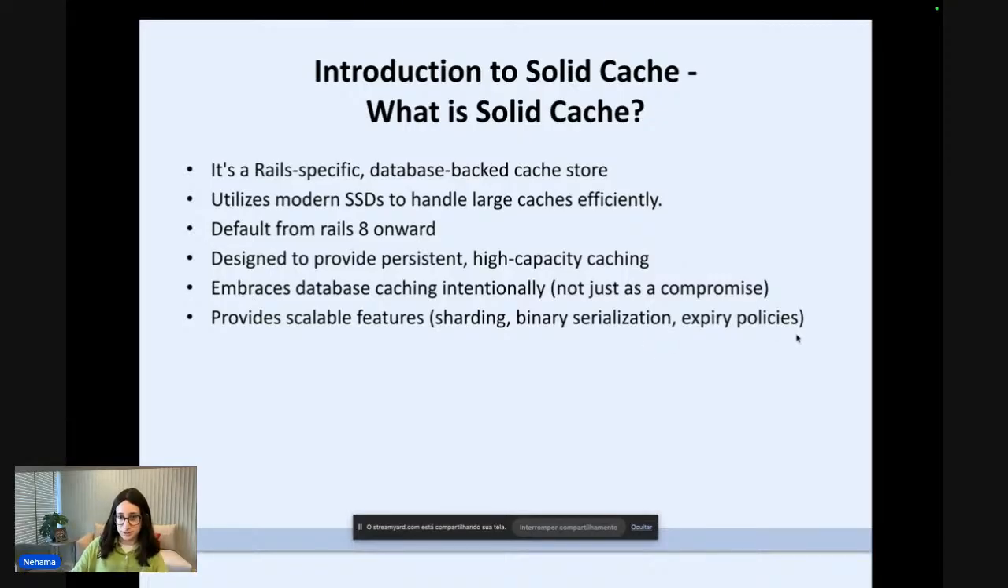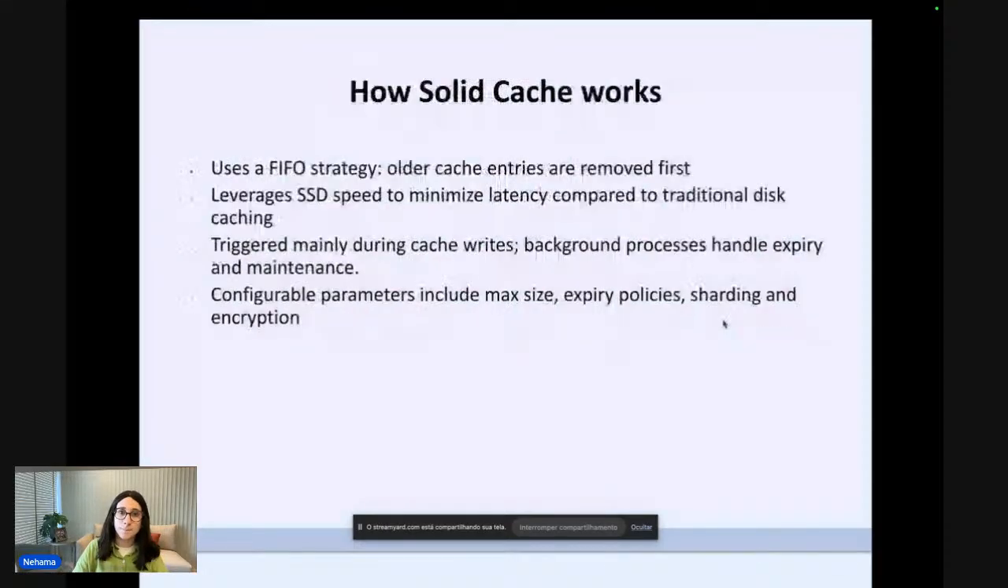And expiry policies, so that you don't have to worry about manually expiring the data. It does it for you. So how it works under the hood. It uses a first in, first out strategy. Older cache entries are always removed first. It leverages SSD speed to minimize latency compared to traditional disk caching. So even if it's still slightly slower than RAM, it's quite fast. So yeah, it always depends on your case, right?